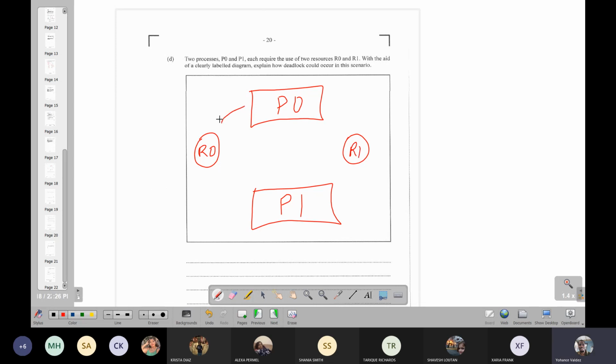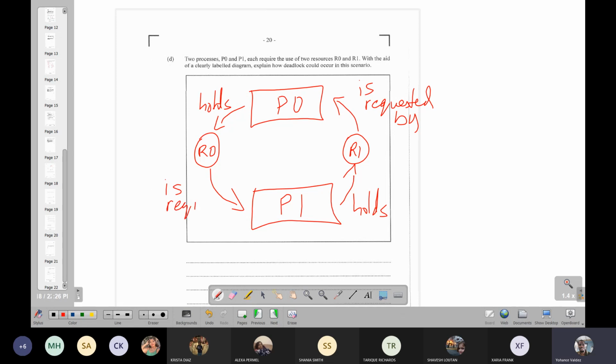All right. So we have P0 and P1. P0 holds R0 and P1 holds R1. R1 is requested by P0 and R0 is requested by P1.